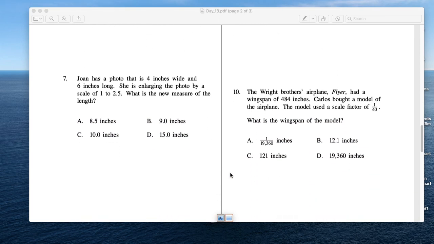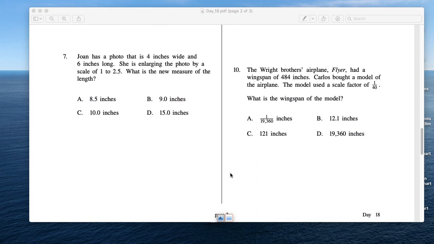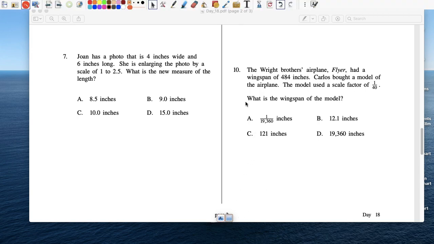So the Wright brothers airplane Flyer had a wingspan of 484 inches. Carlos brought a model of the airplane and used a scale factor of 1/40. What is the wingspan of the model? So in real life, it was 484, so it was a reduction, right? So if this is the real wing, the scale factor was 1/40.